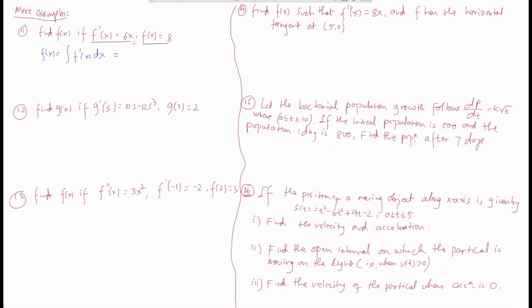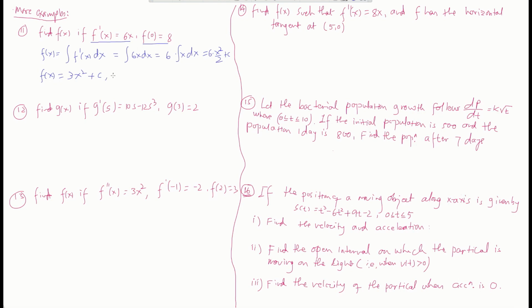If you do that, what you get is the integral of 6x dx. That gives you 6 times the integral of x dx, so basically this is 6 times x squared over 2 plus c. What you get is f(x) equals 3x squared plus c. But what is given is that at x equals 0, the function is 8.